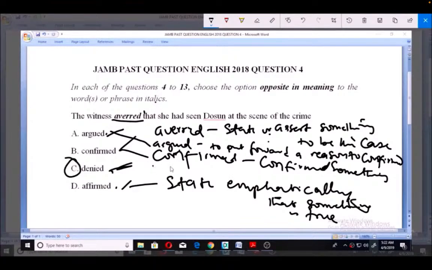This is saying that something is not true, unlike the other ones that are stating that it is actually true. So that makes option C the right answer for this, because we are looking for opposite meaning.